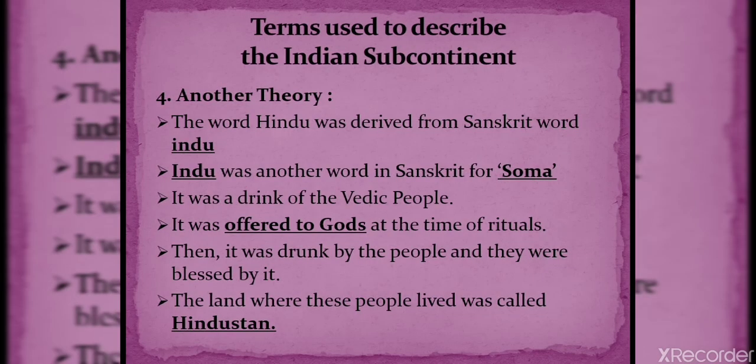Another theory says that the word Hindu was derived from the Sanskrit word Indu. Indu was another word for som, the drink of the Vedic people. Som played an important role in Vedic rituals. It was offered to the gods and then consumed by the people. Rituals means worship or puja. So the Hindu were the people who drank Indu, Som, and were blessed by it, and the land where they lived was called Hindustan.